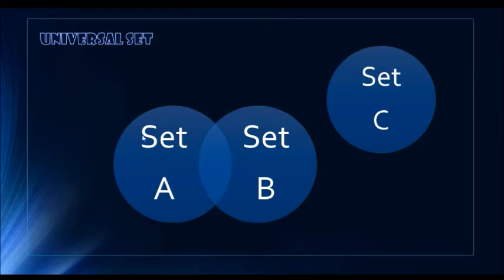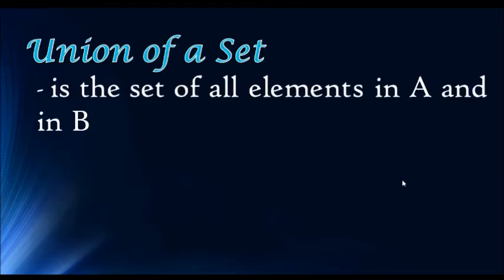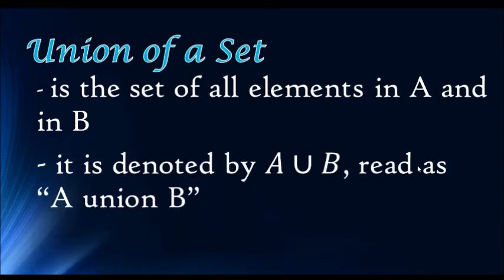Okay, so set A and set B combine or unite. So this is what we call the union of a set. Now, what is a union of a set? It is the set of all elements in A and in B. It is denoted by A union B. Remember, the keyword for union of a set is combine because we are going to combine elements.